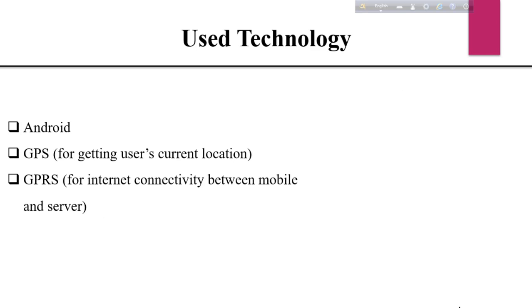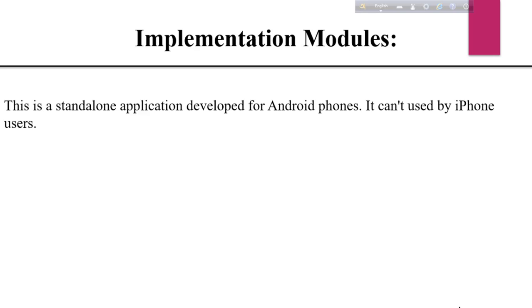Then I talk about what technology I use to implement my application. Firstly, I use Android version. The Android application is based on Android Studio, from where I implement my project. Then I use GPS for getting users' current location. Then I use GPRS for internet connectivity between mobile and the server.